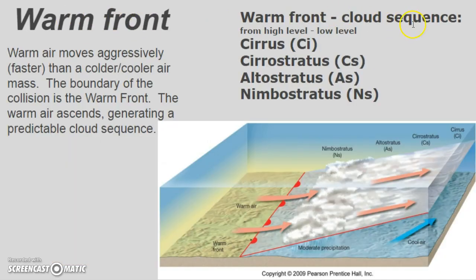So the warm front itself has this particular cloud sequence. I'm going to go back and go over it. Your cirrus clouds are going to be your highest elevation clouds, and then your cirrostratus clouds, your altostratus, and your nimbostratus. The reason we get this cloud sequence is that the gentle slope means the moisture is going to form different clouds as it overrides the cooler air below. And finally, nimbo is a term that refers to the potential for rain. So warm air moving aggressively, or faster than the cooler air mass, is where we find our warm fronts. The boundary of the collision is the warm front. The warm air ascends, generating a predictable cloud sequence.